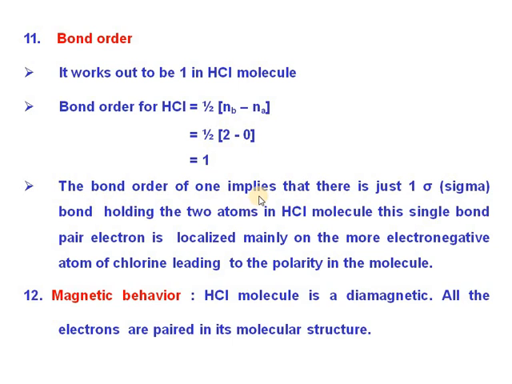So the bond order of hydrogen chloride implies that there is just one sigma bond which holds the 2 atoms in the hydrogen chloride molecule, and this single bond is made up of a pair of electrons which is localized mainly on the more electronegative chlorine atom, and this leads to the polarity in the molecule.